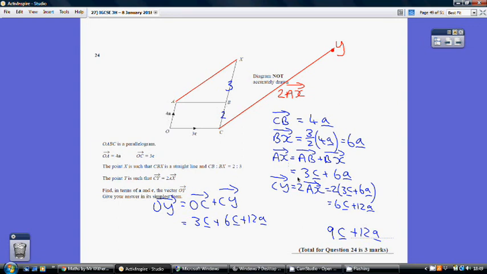Now my cy, as I know, is double this ax, 2 lots of ax, so that's 6c plus 12a. So back to over here, where I was saying my oy was oc plus cy. Well, I've now worked out that cy is 6c plus 12a. So overall, my o to y is 9c plus 12a.